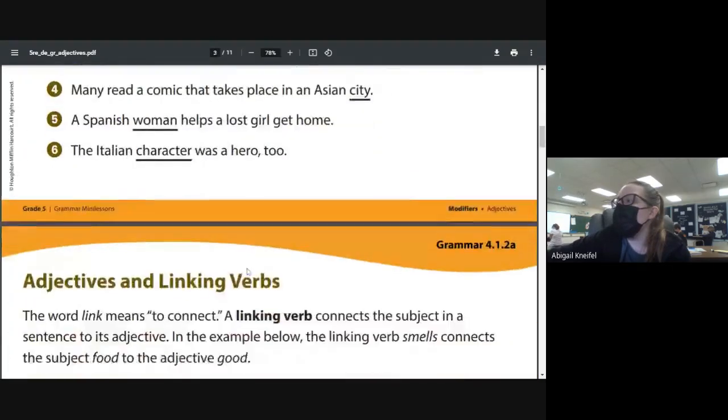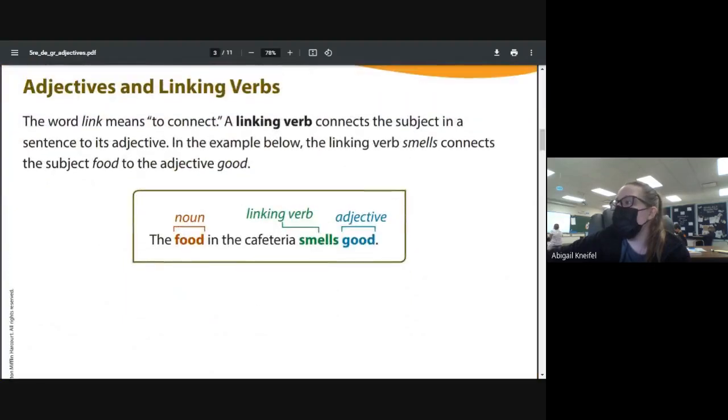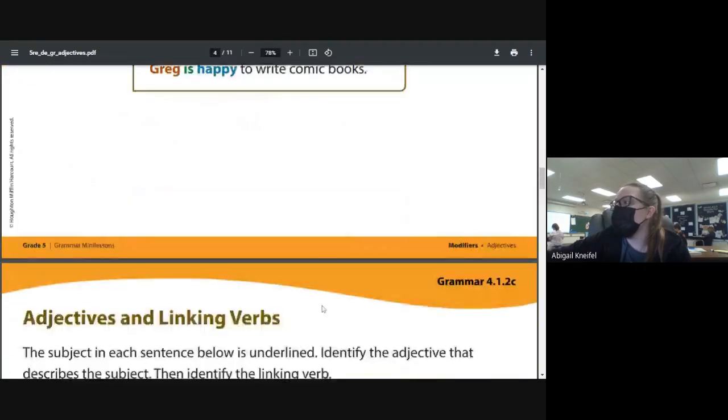And then we also talked about linking verbs, how sometimes there is a word that comes before the adjective. So for example, food was our noun or our subject, good was our adjective, and our linking verb was smells: it smells good. So that is what we talked about yesterday.